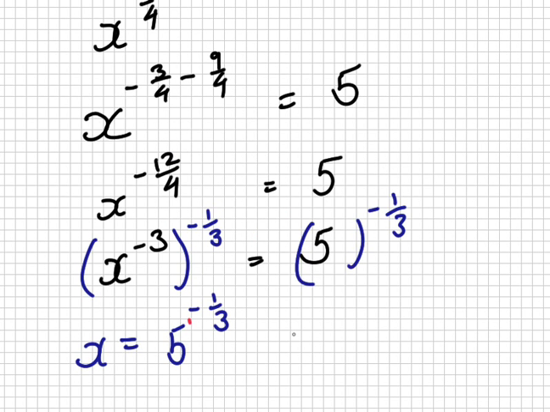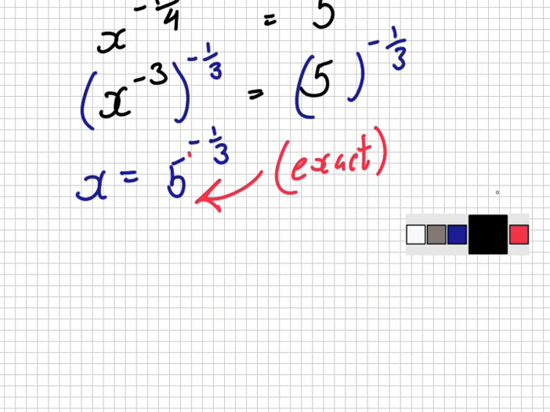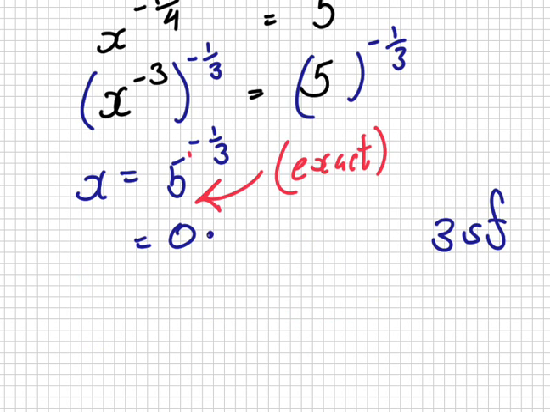Sometimes they ask you for the answer exactly. So if they ask for the exact answer, it's this. And sometimes they want it as decimal places. So can someone type it in on the calculator? What would this be to 3 significant figures? 0.584, 0.585. 3 significant figures.